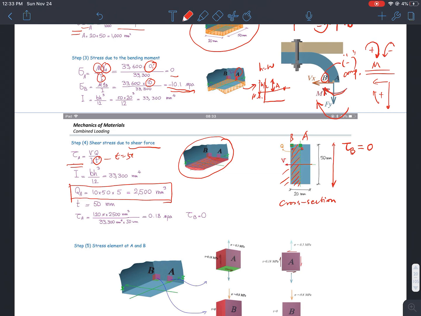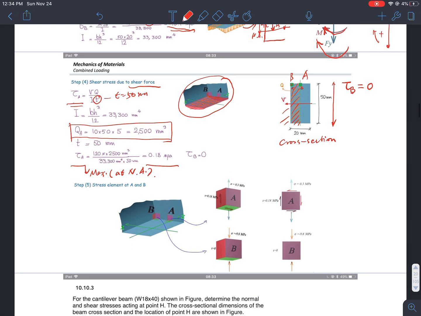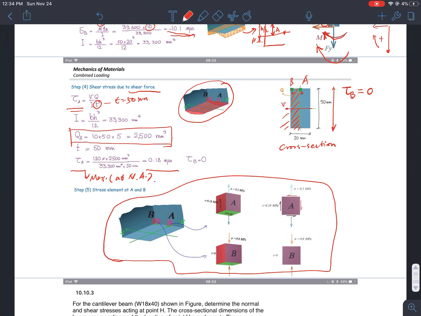This is QA, so I can calculate my QA correspondingly, and the t in the equation VQ over IT equals 50 millimeter, that is across the length of it. Then I can find my shear stress at A. And you know that this is the maximum shear stress as well because it's at the neutral axis. Now after all this, I can find all the stress state, and this is the diagram for the stress state at A and B.